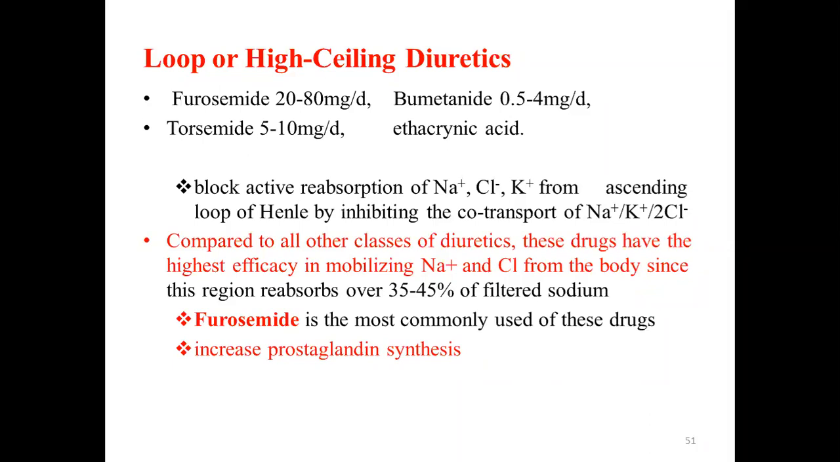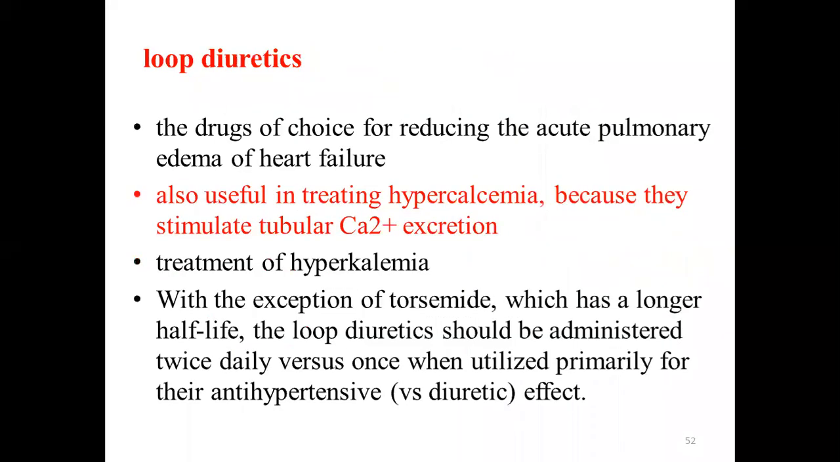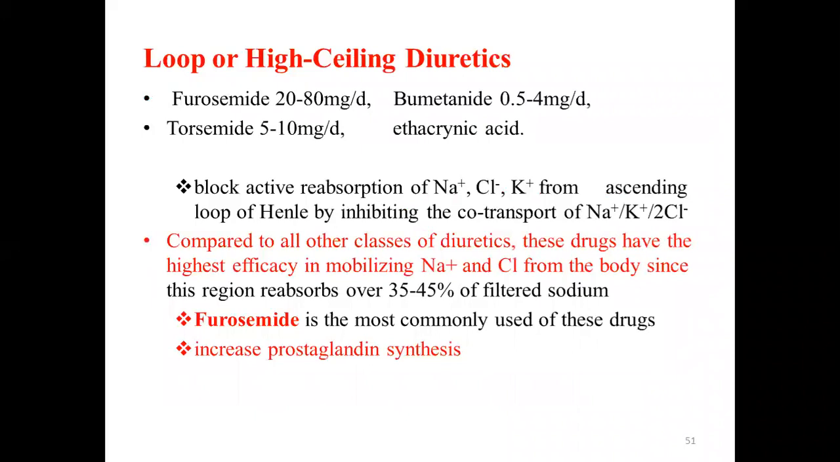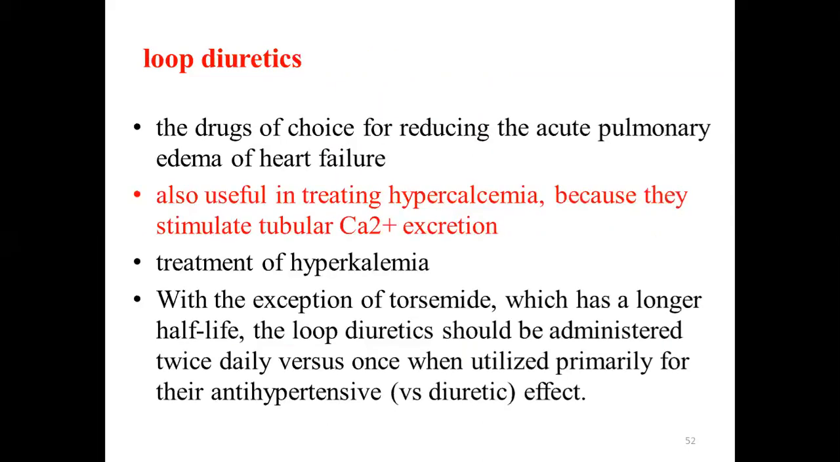The loop diuretics can actually even increase prostaglandin synthesis. Because of the effect on prostaglandin synthesis, any drug that interferes with the prostaglandin synthesis can interfere with the effect of loop diuretics. Please take a note of that. If you give them Lasix with NSAID, for sure, you can actually reduce the effect of loop diuretics. So this is actually a contraindication.